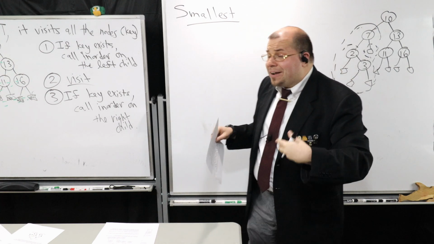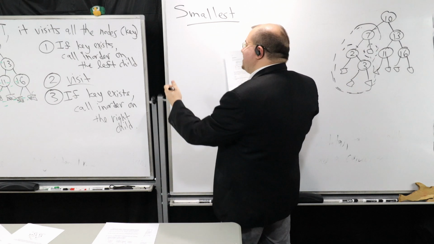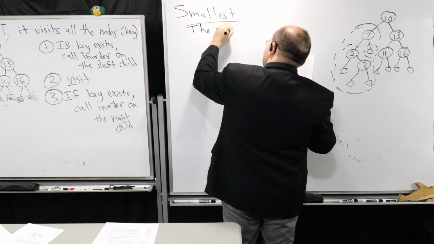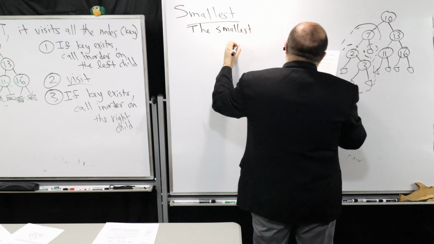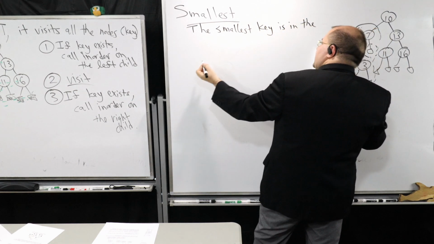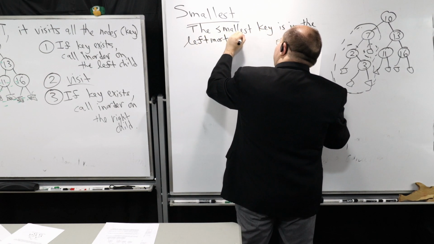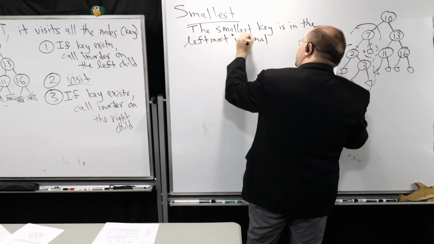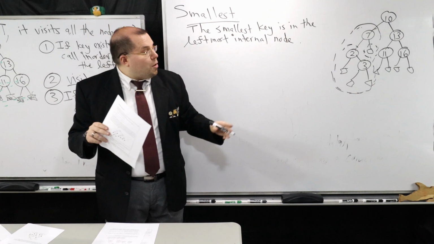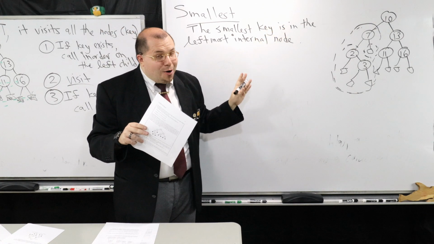Do you have an idea for how we can compute the smallest? In fact, where is it? The smallest key is in the leftmost internal node, right? Exactly. It's in the leftmost internal node. So all you have to do is go as far left as possible. That's all you have to do.